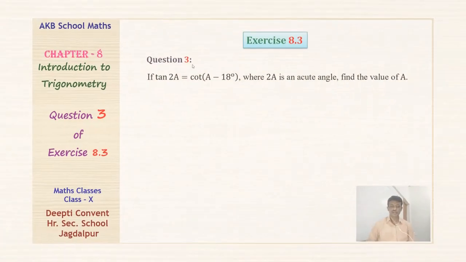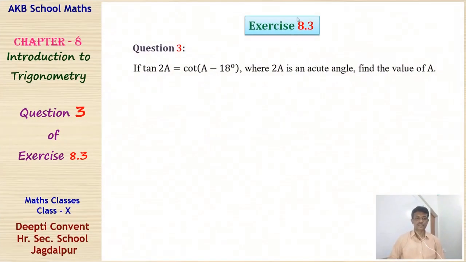Question 3 of exercise 8.3. If tan 2a equals cot (a minus 18 degrees), where 2a is an acute angle, find the value of a. You know that the trigonometric ratios are defined for acute angles. That's why here 2a is given as acute.